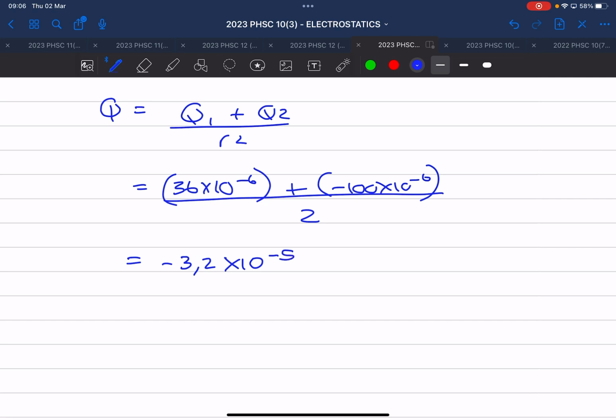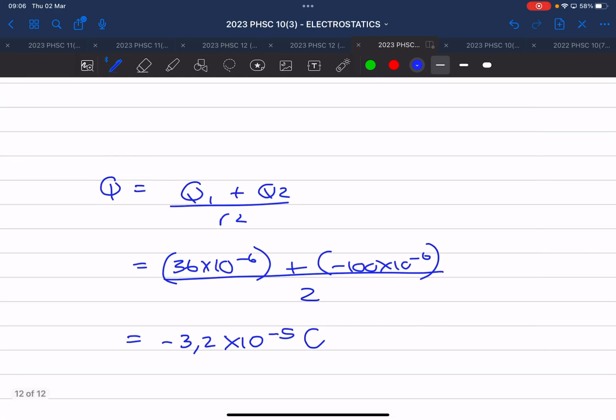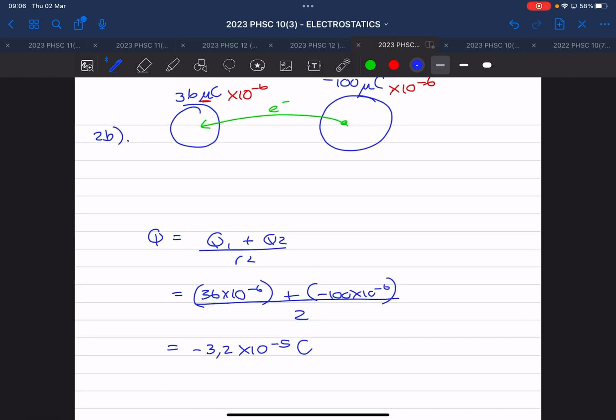And the unit? Coulomb. Alright, so what that means is now they have touched. Okay, so they come together, they touch, and we separate them again. And after we've separated them, this one has a charge of negative 3.2 times 10 to the power of negative 5, and this one has negative 3.2 times 10 to the power of negative 5. Okay, so that's what it means. Now they both have the same charge.